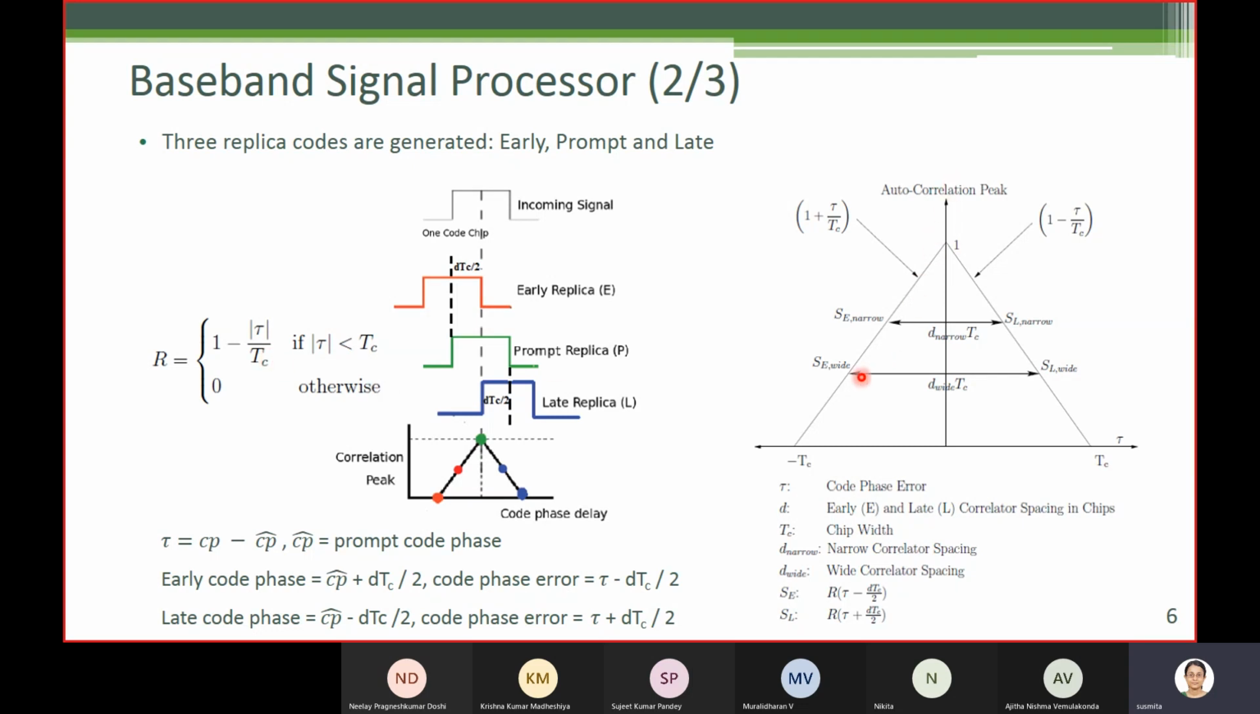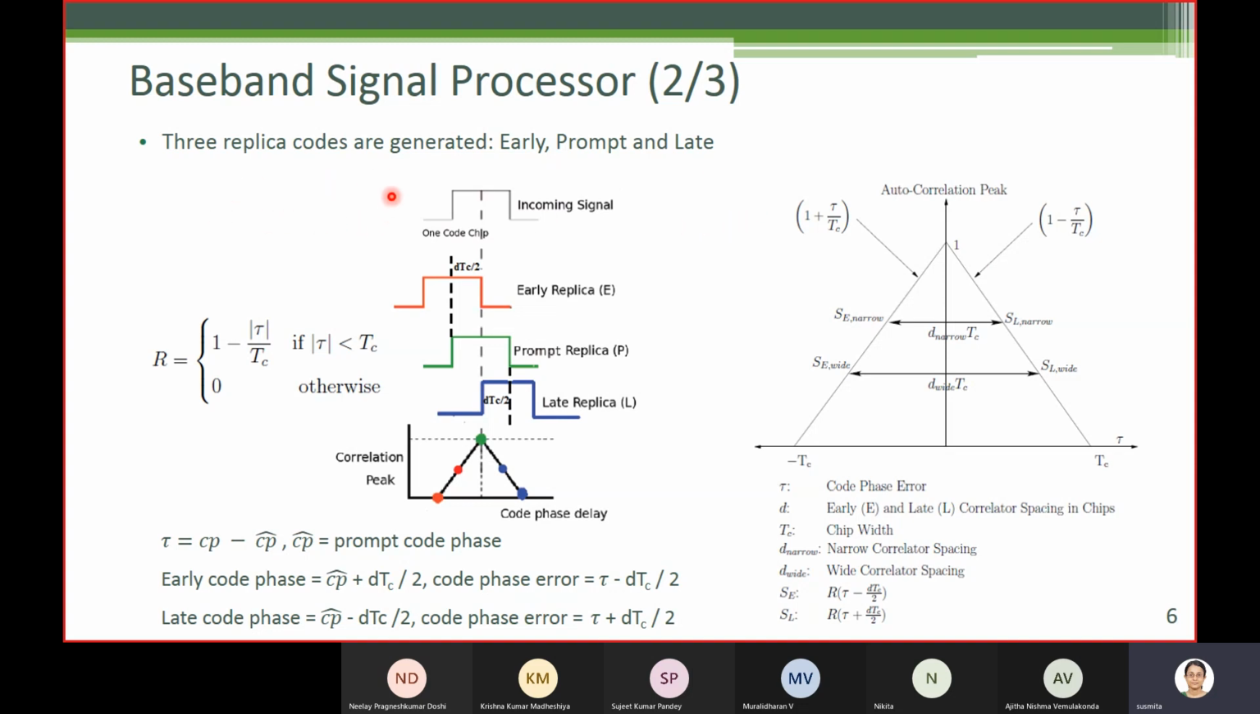Okay, so this is the autocorrelation function. Now let's see why we have early, prompt and late again. Let's assume that this is the incoming chip, some chip in the incoming signal at some point in time. Let's say this is the current time instant. Time is progressing in this direction. So on this side, whatever appears has already passed. Whatever is yet to come is on the right side.